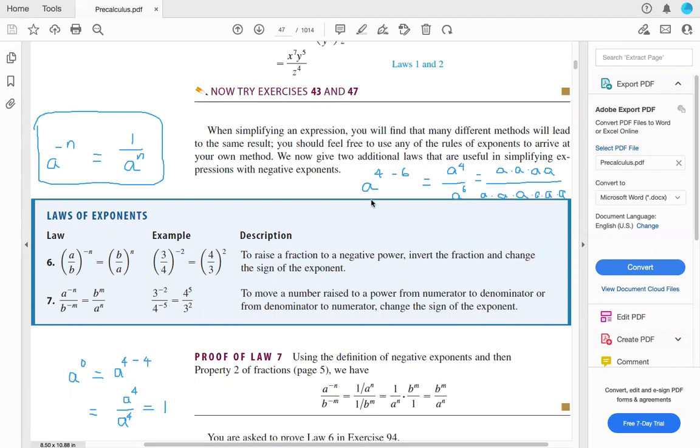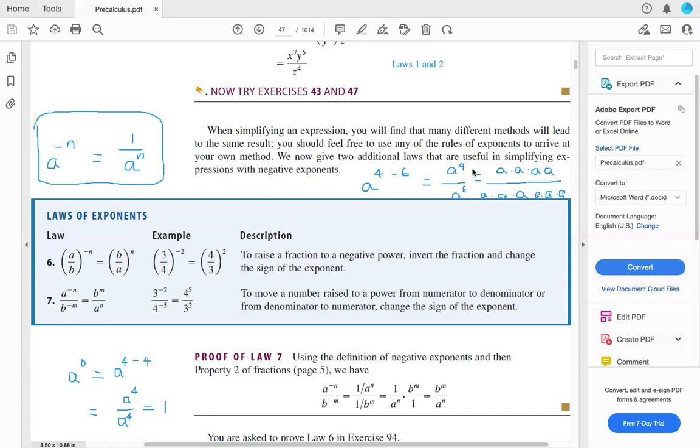For example, if we have a raised to the 4 minus 6, what do we get? We know that a raised to the 4 minus 6 is equal to a raised to the 4 divided by a raised to the 6, right? This one is what you learned in law number 2.